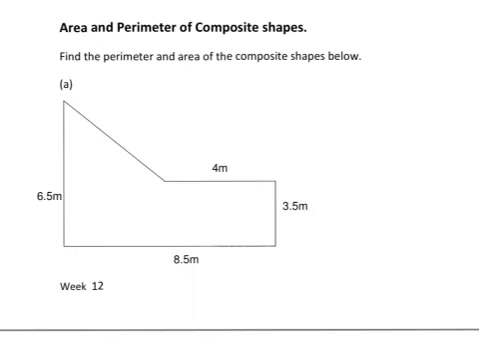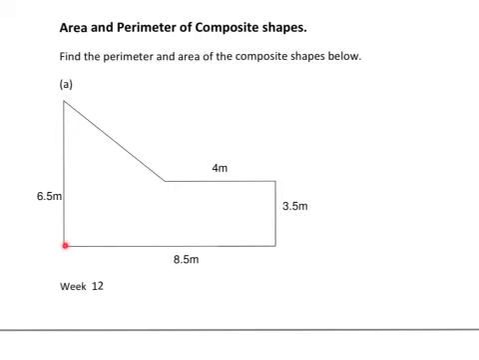Now sometimes shapes are not simple. They are made up of more than one shape. We call these composite shapes. But we still should be able to find the perimeter and area of composite shapes.